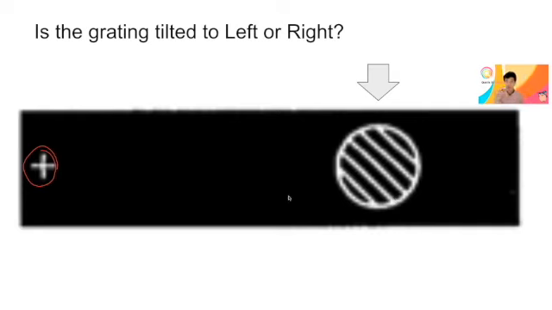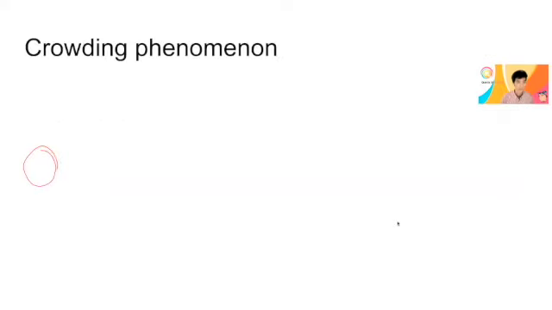The same grating presented at the same retinal location, meaning that it generates the same response in the retina and the LGN, and most likely in V1, may or may not become visible or invisible. Visible here and invisible here. That's the idea of crowding.